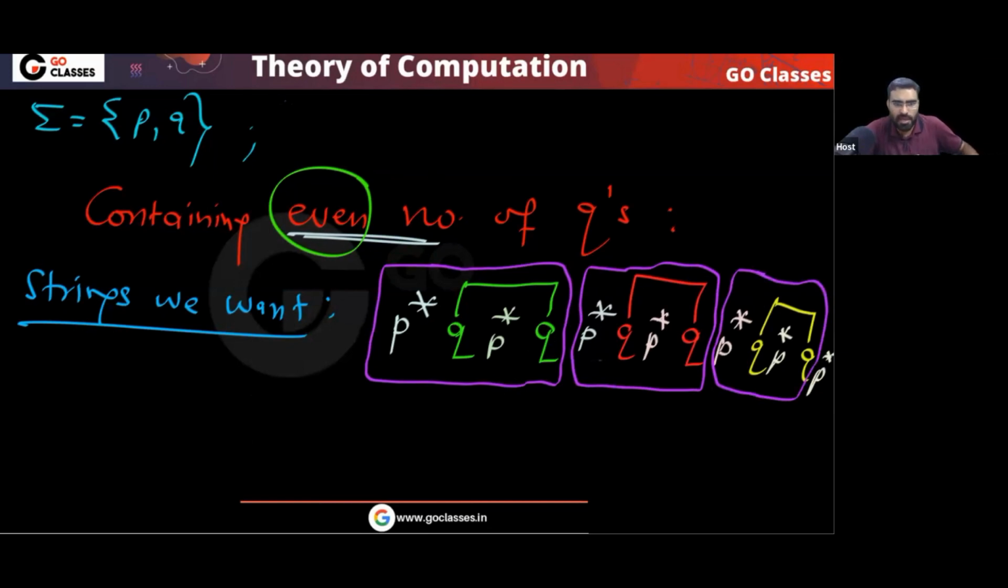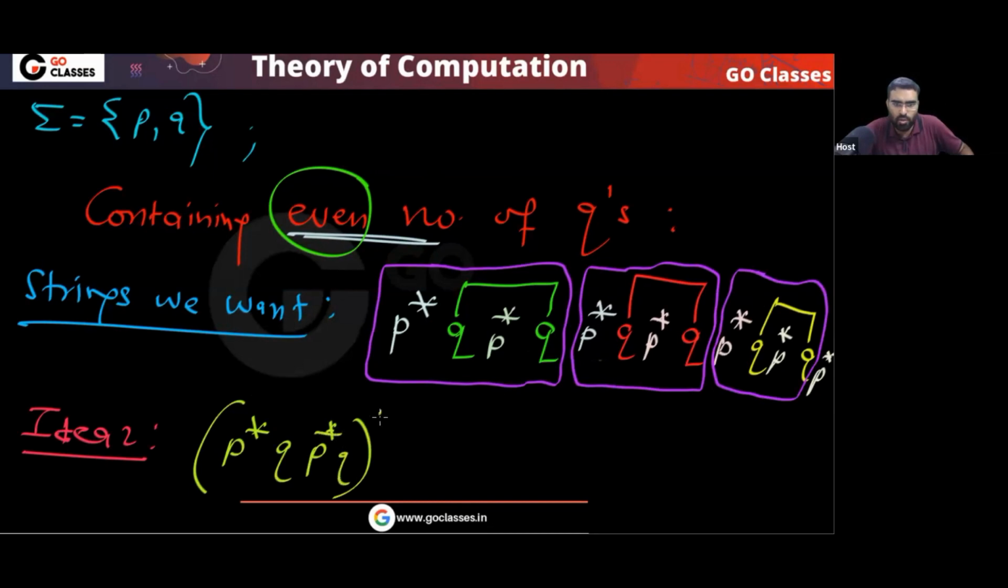So now tell me, if this box is repeating, then according to idea number 2, what is the answer? This box is repeating: p star q, p star q, whole star, and at the end p star.